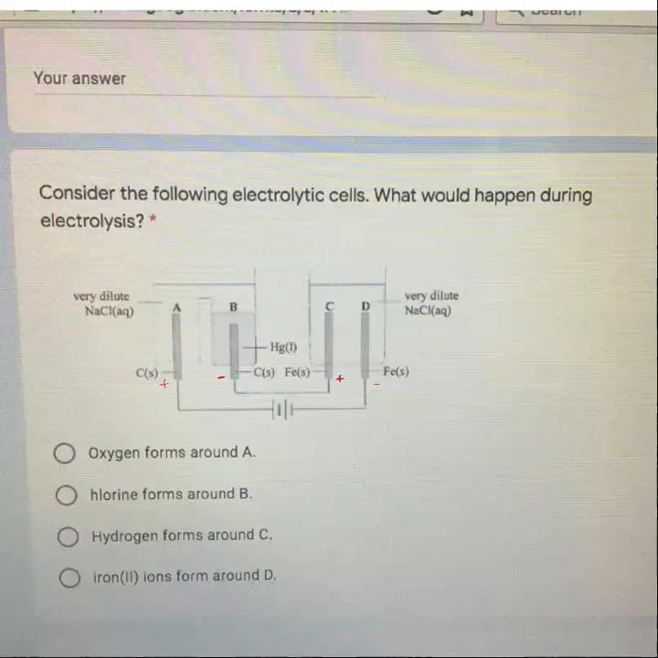So, on the left-hand side, at the positive electrode, that means negative ions, anions, will be attracted here. So we can find out what's the anion in the solution. Okay, so we got chloride ion. It's very dilute chloride ion, which will be attracted to here. And also remember, water will dissociate to provide hydroxide ion. So these two ions will be attracted to electrode A.